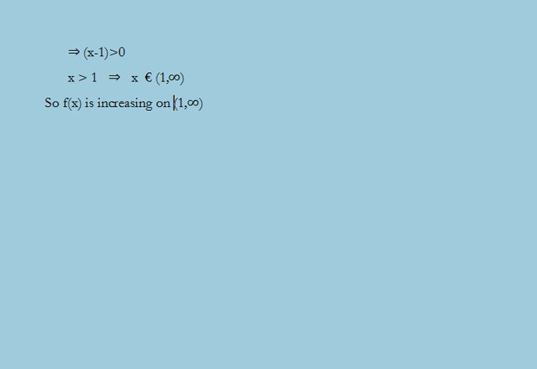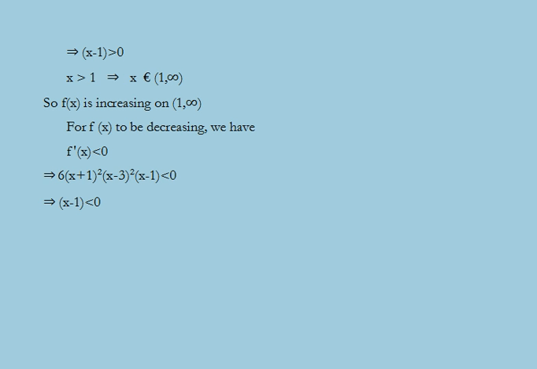For f(x) to be decreasing, we must have f'(x) less than 0, which implies that 6 into (x plus 1) whole square into (x minus 3) whole square into (x minus 1) is less than 0, which implies that x minus 1 is less than 0, which means that x is less than 1, and thus x belongs to interval (minus infinity, 1). So f(x) is decreasing on interval (minus infinity, 1).